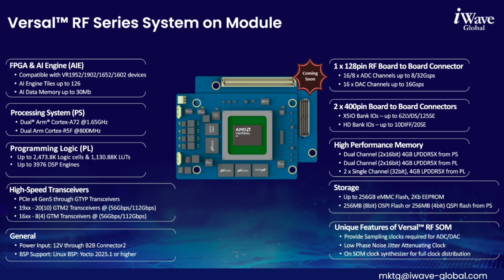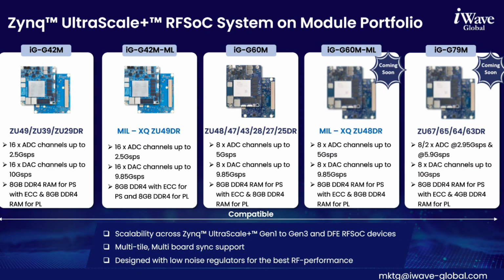Not only that, we are also coming up with the Versal RF series in the next quarter, where we use very high speed dedicated RF connectors for the RF ADC and DAC, going up to 18 gigahertz, and also digital connectors. And I missed one more thing: all these system on modules are compatible, so when you design a carrier card, you can interchange any of these modules and use them in the single carrier card. That is another advantage we bring with the system on module.